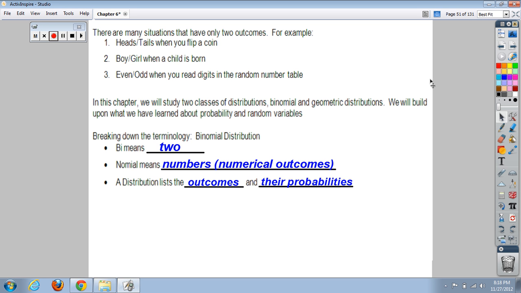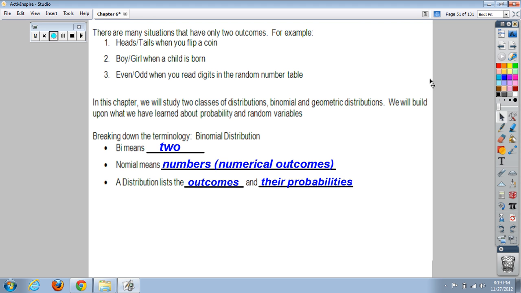Now, situations that have only two outcomes. This is what we're going to be following with a binomial type of distribution. So flipping a coin, there's only two outcomes, heads or tails. Having a child, boy or girl. Reading digits from a random number table, even or odd. I mean, we could even talk about countless other situations where there's only two outcomes.